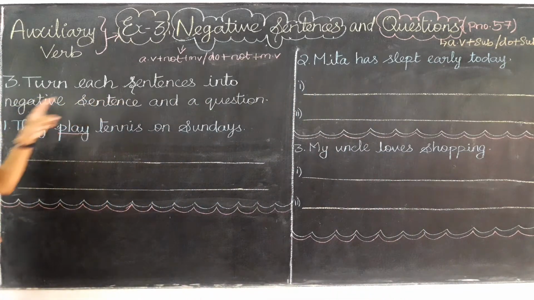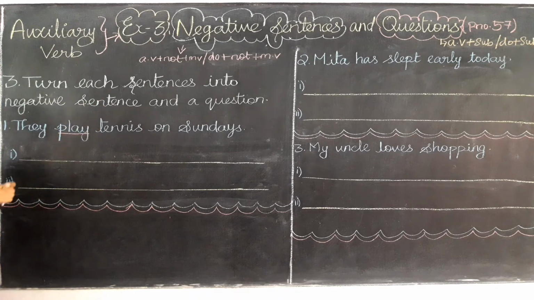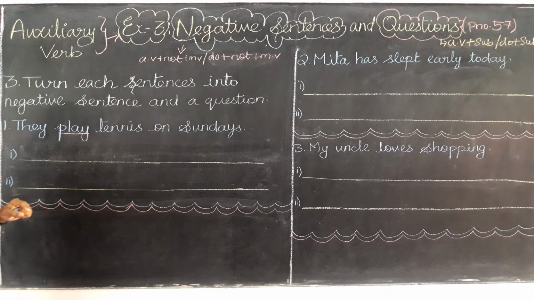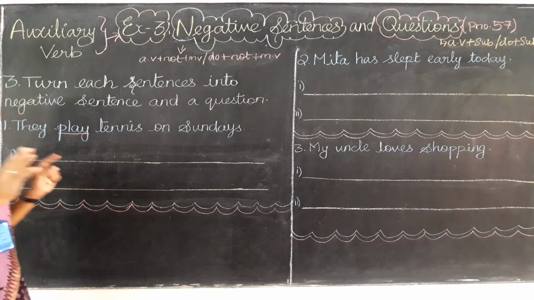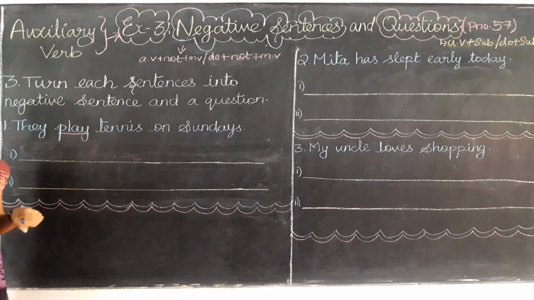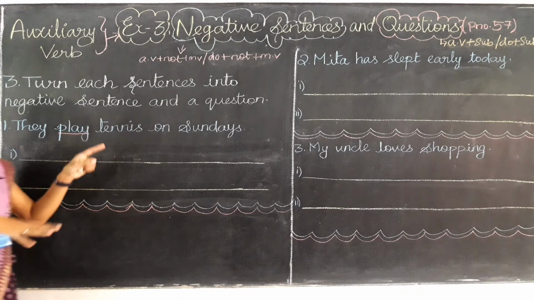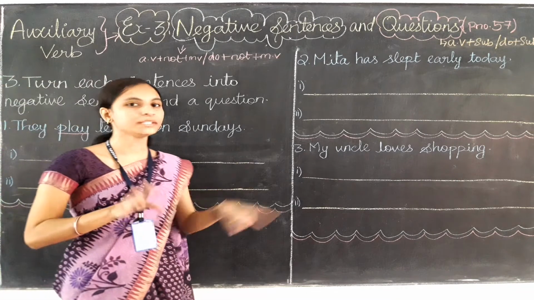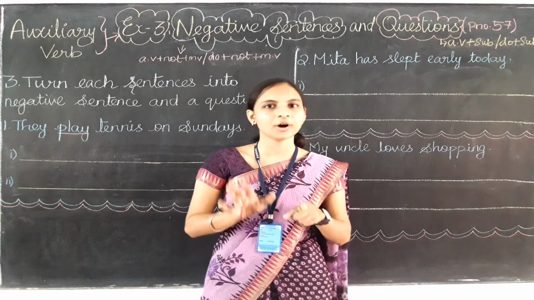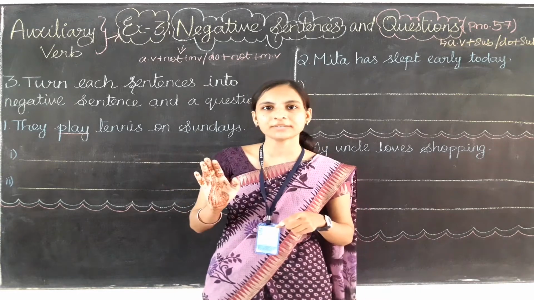Turn each sentence into a negative sentence and a question. I already said it is in your book, page number 57. Let's read out the question first: They play tennis on Sundays. Can you find any auxiliary verb here? For all the questions you need to check whether the sentence contains an auxiliary verb or not.